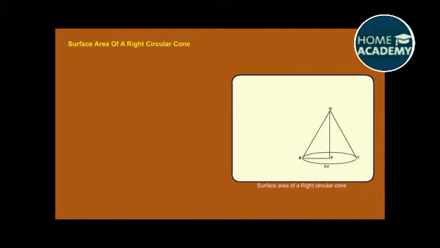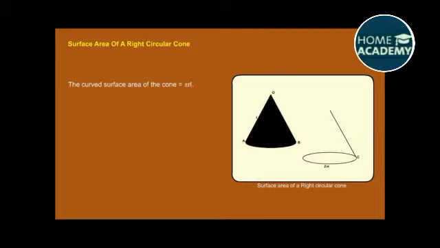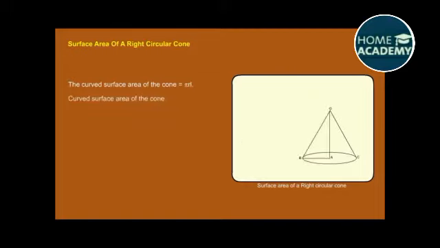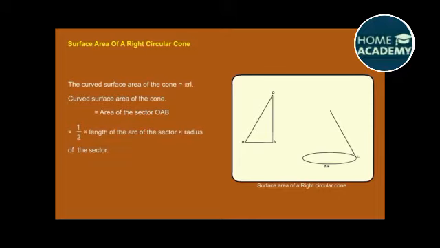Surface area of a right circular cone. The curved surface area of the cone is equal to pi r l. Curved surface area of the cone is equal to area of the sector OAB, equal to 1 upon 2 into length of the arc of the sector into radius of the sector, is equal to 1 upon 2 into 2 pi r into L, is equal to pi r l.